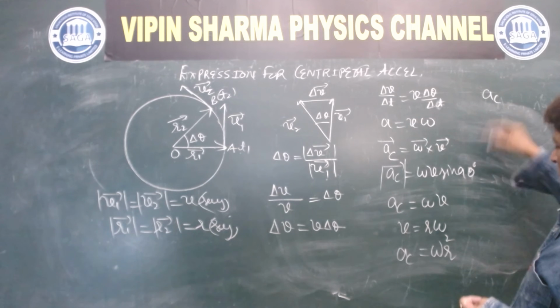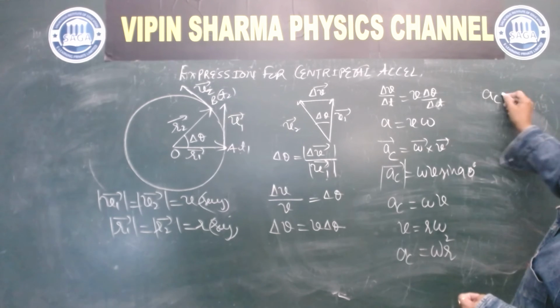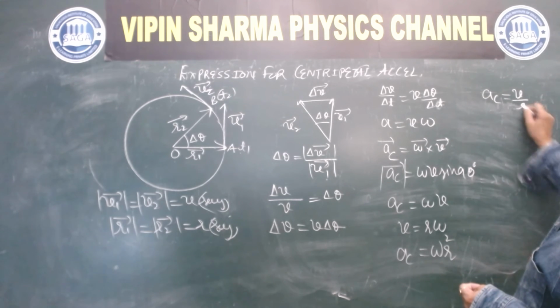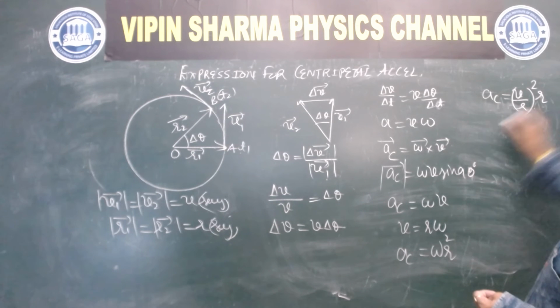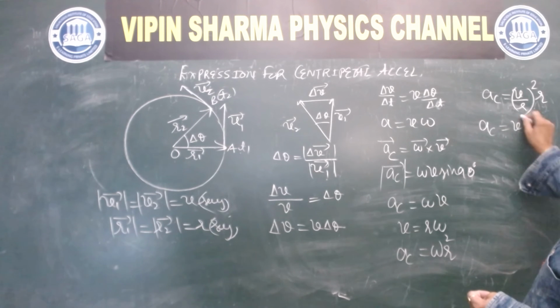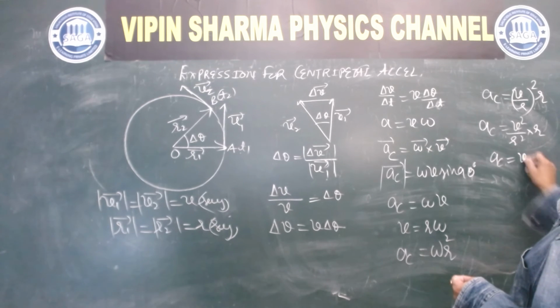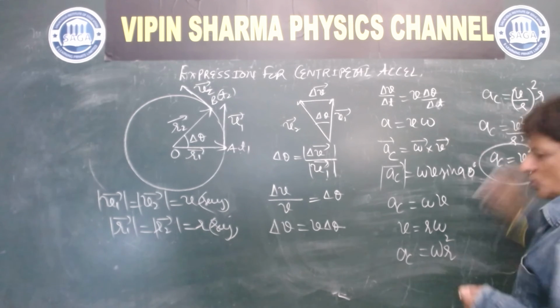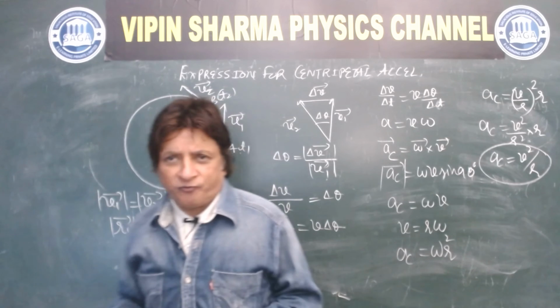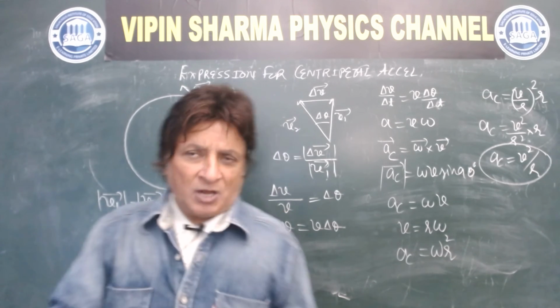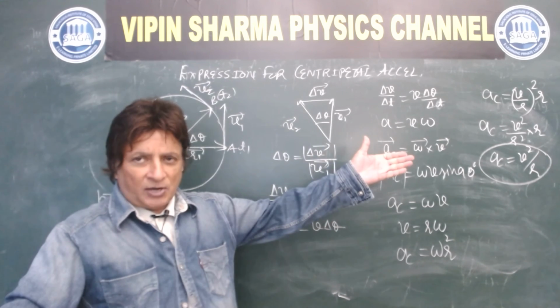Or, since v equals r omega, we can put omega as v upon r, so AC is v square upon r square into r. AC is equal to v square upon r. This is the expression for centripetal acceleration, my dear students.